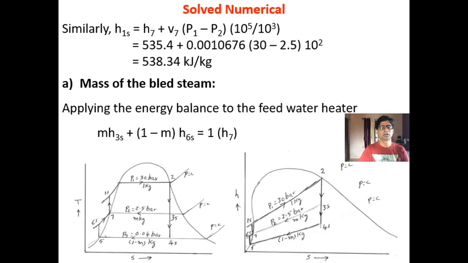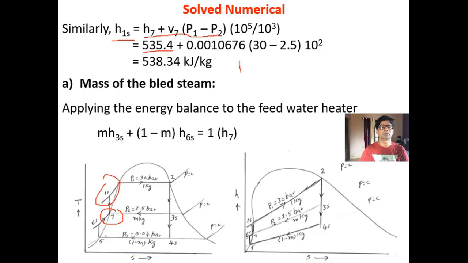On similar grounds, you have to calculate H1S, which is nothing but H7 plus V7 into P1 minus P2. You see, H1S is nothing but H7 plus pump work. Pump work is nothing but V7 into P1 minus P2 into 10 to the power 5 divided by 10 to the power 3. So H7, once again, is nothing but the HF value at 2.5 bar.